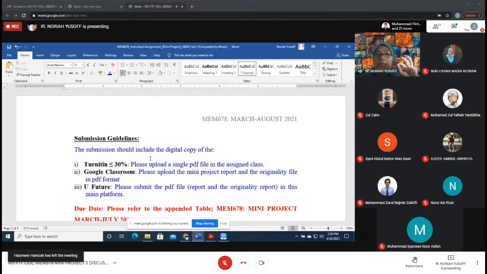Okay, next, once you have already obtained your originality report, the next thing that you have to do is to upload the report in the U future. So in U future, to avoid any problem in terms of the uploading of your work, you zip both the originality report and your PDF file into one zip file and you upload.